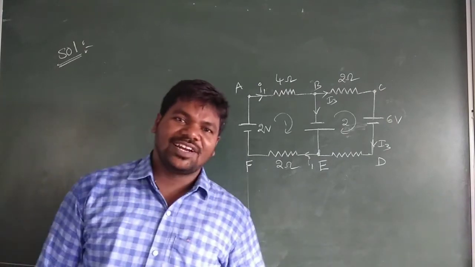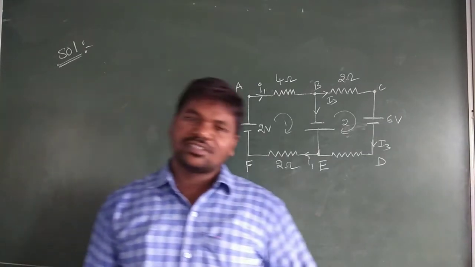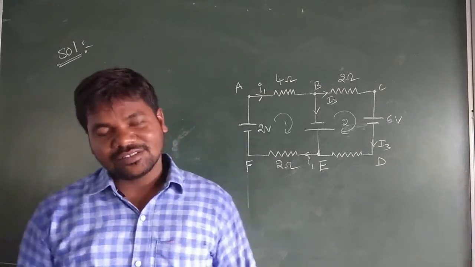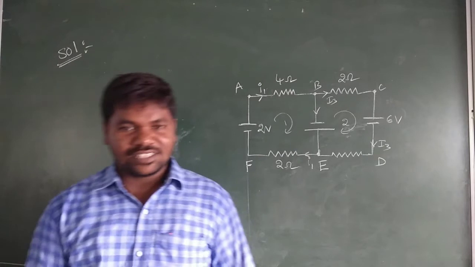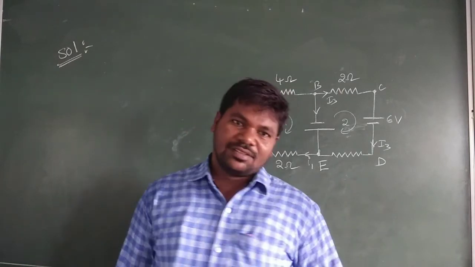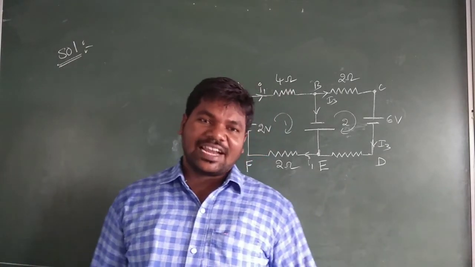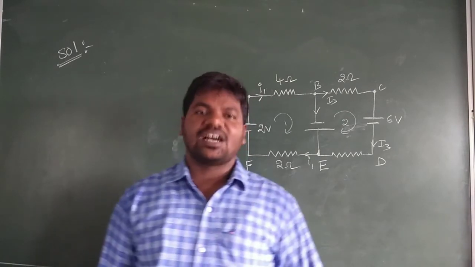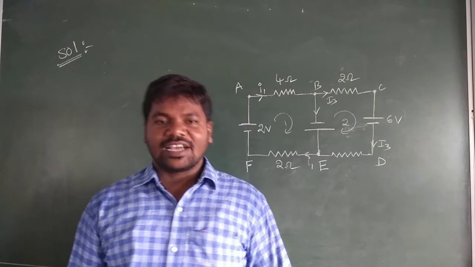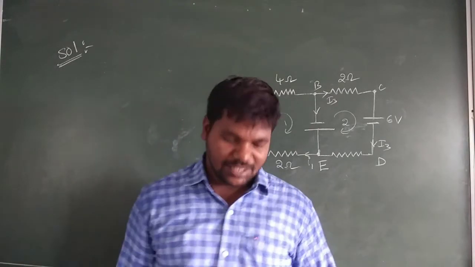Find currents in different branches of the circuit in the figure. Here in this circuit, the resistances and EMFs are given, but the current passing through each resistor is not. So by using Kirchhoff's laws, we have to find the current passing through each resistor.